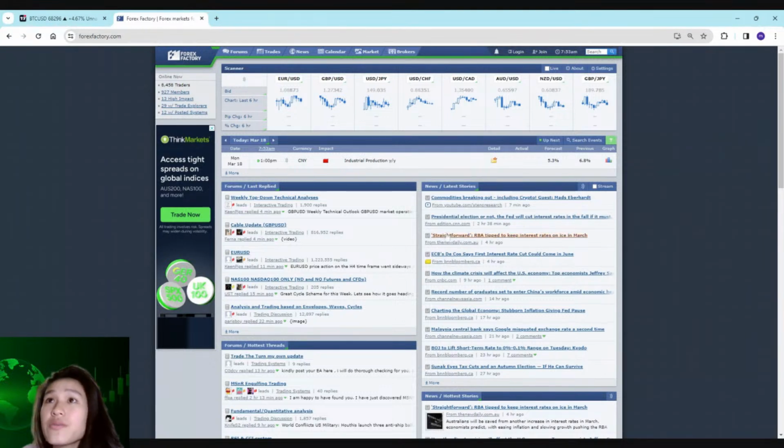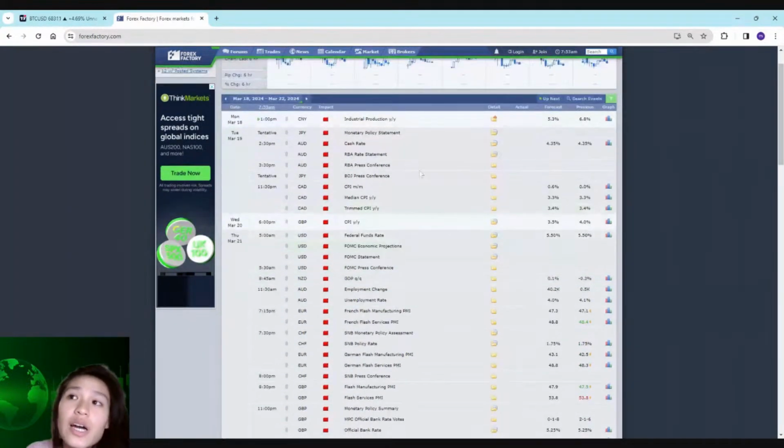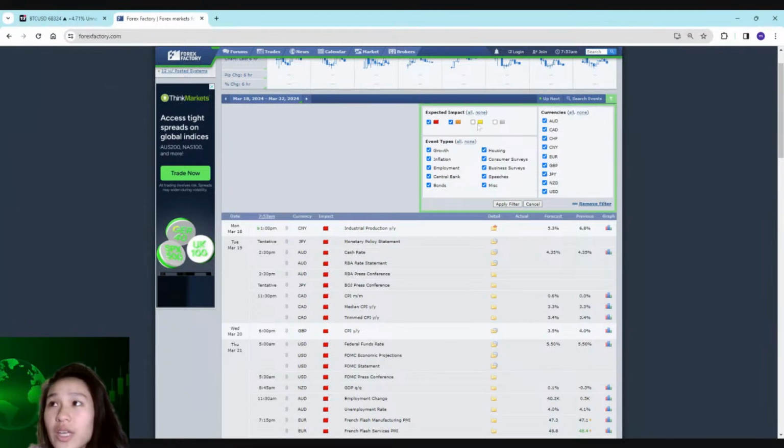When you go into Forex Factory, you can click on this date, and then you can look at this week's forecast, apply settings. You can see I have it set so that I'm only looking at the high impact events, indicated by this red calendar. But if you click on this green icon, you can look at the medium and low impact events as well. You can look at types as well as the different currencies that you're interested in.